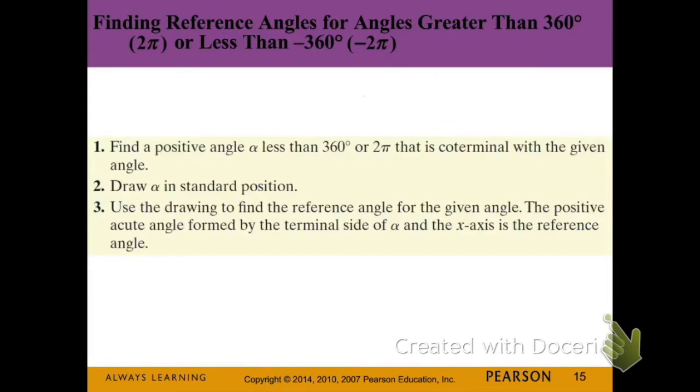Finding reference angles for angles greater than 360 or less than negative 360. We're just going to start by finding an angle that is coterminal with the angle that we're given, which means it will be less than 360 but greater than 0. We'll get that by adding or subtracting 360 as many times as we need to get it into that range. Then we can do what we've been doing to find reference angles.